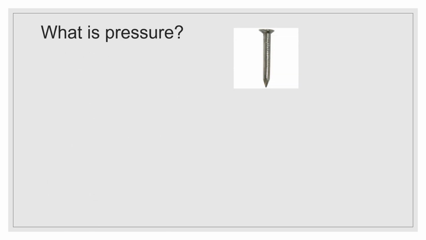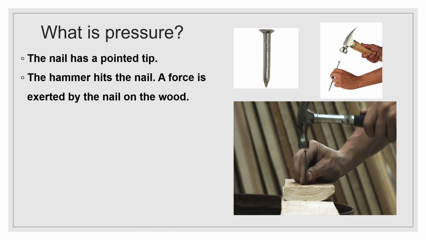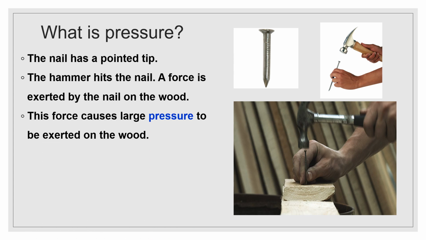Now let us consider this example. We can see that the nail has a pointed tip. The hammer hits the nail. A force is exerted by the nail on the wood. This force causes large pressure to be exerted on the wood. The nail is driven into the wood.